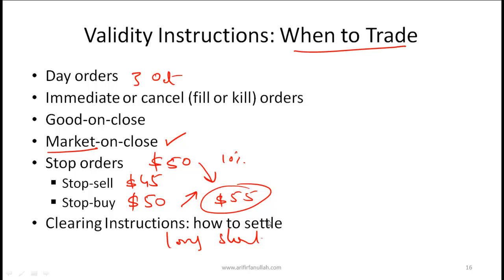For a long sale, the broker must confirm that the securities held are available for delivery. For a short sale, the broker must either borrow the security on behalf of the client or confirm that the client can borrow the security.